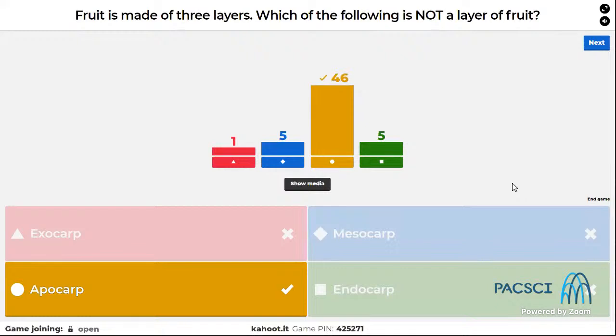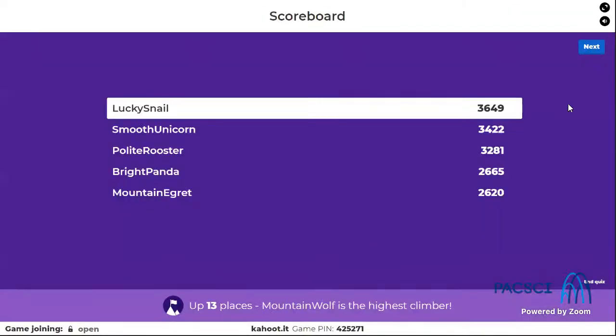Looks like we've got all the answers. We've got 57 answers. Apocarp is exactly right. 46 people answered that one correctly. Well done. Well done. It looks like Polite Rooster is now at the top of the heap with 4,384 points. A good chunk ahead of Lucky Snail. Mountain Wolf jumped up to the highest climber at this point. Nicely done.